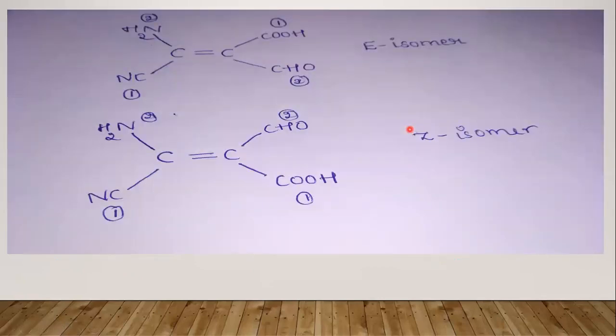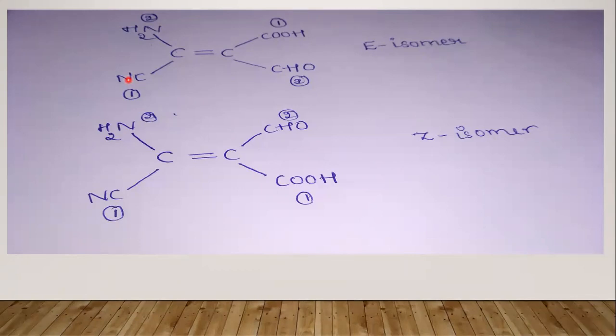Here, more complicated example, just to check. Can I use cis trans isomer? Just to check. In the first carbon, COOH, CHO, NH2, CN. So 4 different substitutions. I cannot use cis and trans, so I will use zusammen isomer and entgegen isomer. Zusammen means the higher priority in the same direction. Entgegen means the higher priority in opposite direction.